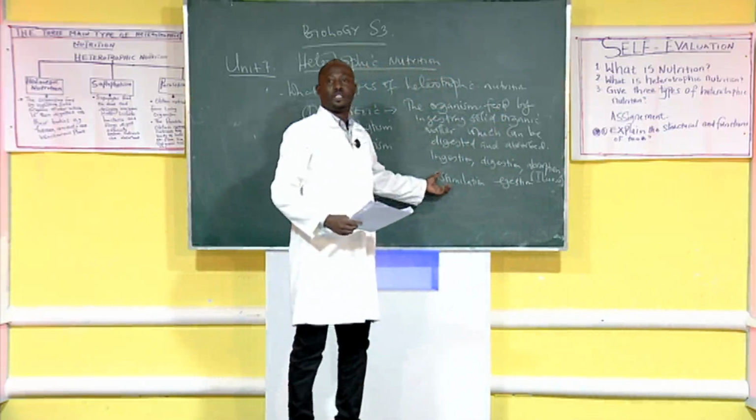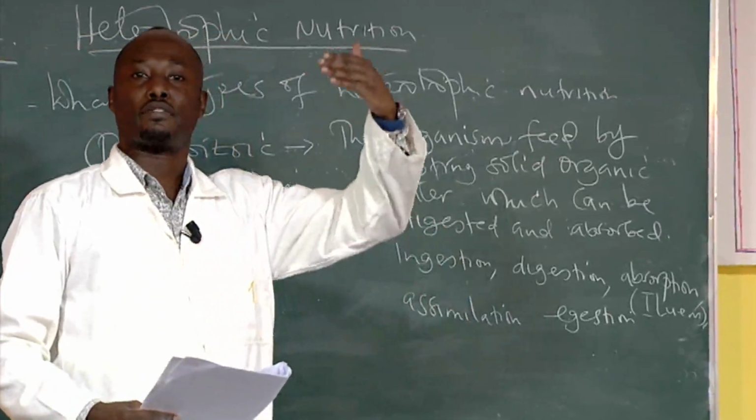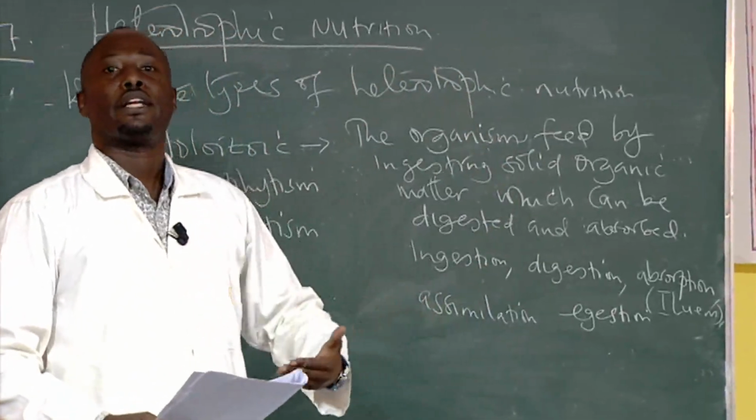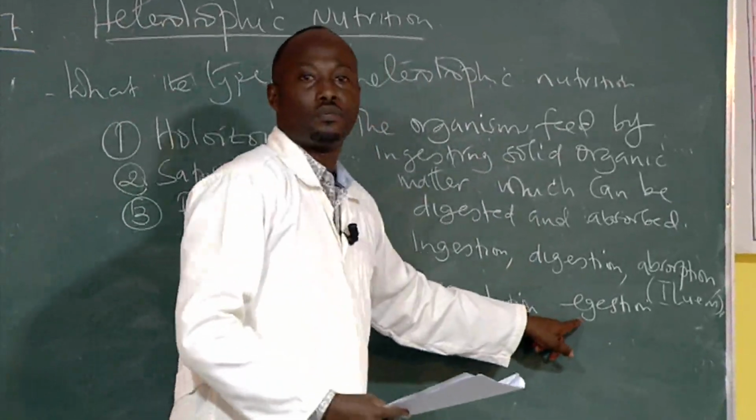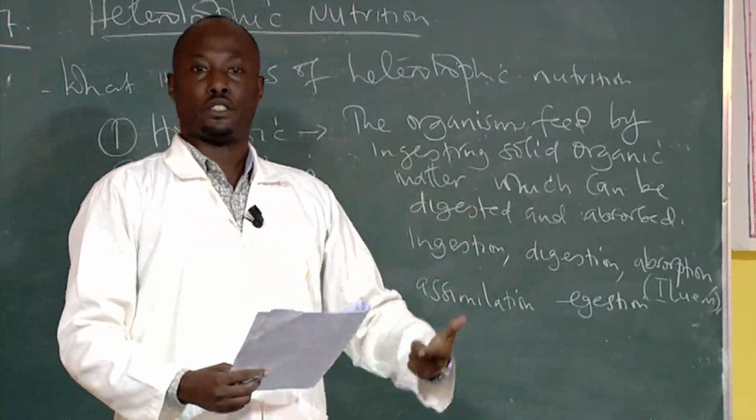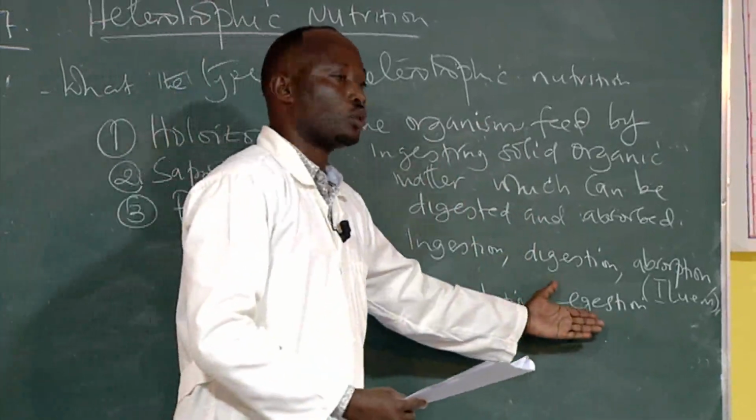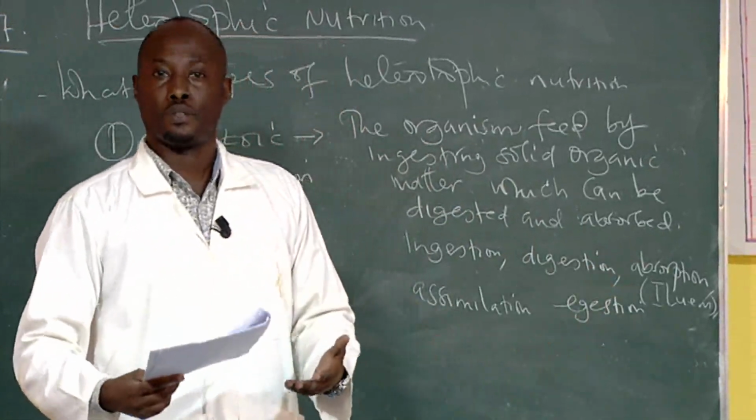Assimilation is the utilization of the end product of digestion. The food, after being digested and absorbed, is utilized by our body. Egestion is the removal of undigested food materials from our body. The substances that are not digested are removed from our body as undigested food materials.